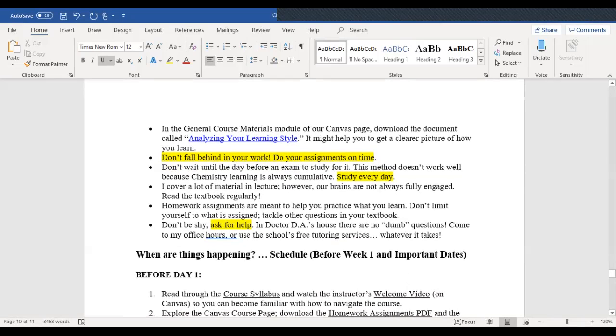The other one is ask for help. All right, Dr. Diaz's house, there are no dumb questions. So whether you come to my office hour, or you use the school's tutoring services, or you make study groups, whatever it takes, just don't be shy, don't be embarrassed about asking questions. Sometimes I found that somebody asks a question and several other students had the same question, but were a little afraid to ask. So be bold, don't be shy, okay?